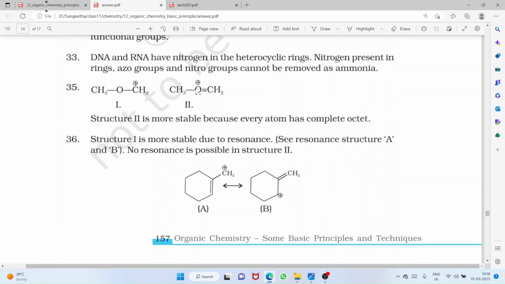So these two are the resonance structures. Structure 2 is more stable because every atom has a complete octet. So here each oxygen, carbon, hydrogen, everything is octet complete.